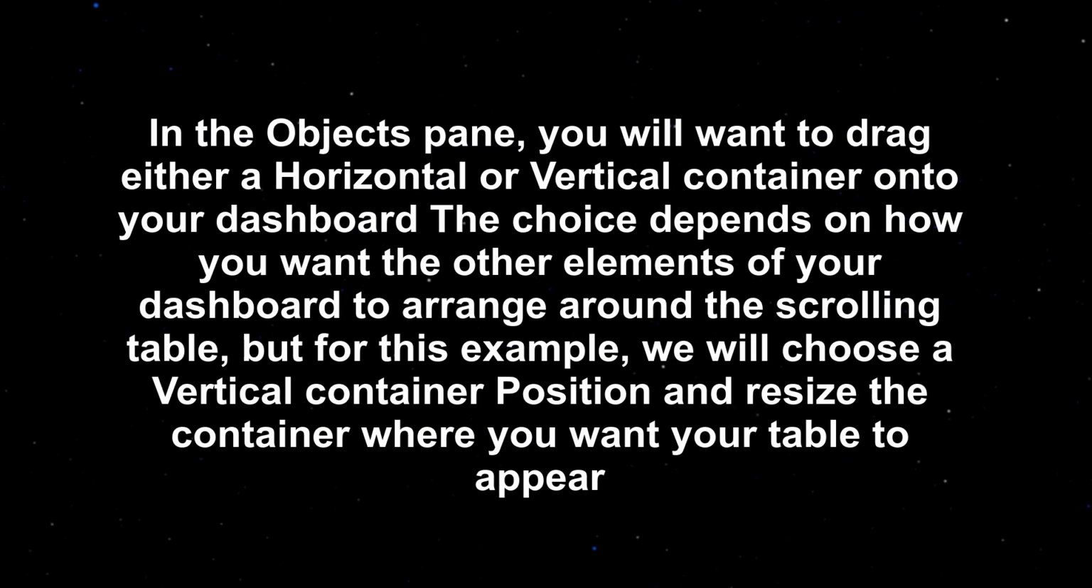In the Objects pane, you will want to drag either a horizontal or vertical container onto your dashboard. The choice depends on how you want the other elements of your dashboard to arrange around the scrolling table, but for this example, we will choose a vertical container position and resize the container where you want your table to appear. Drag the sheet containing your table into the container. It should now be placed inside the container frame.